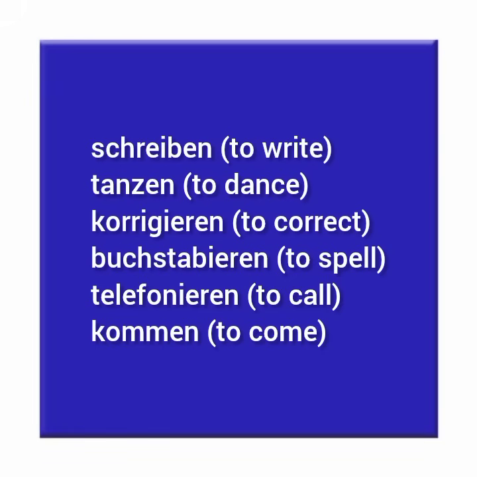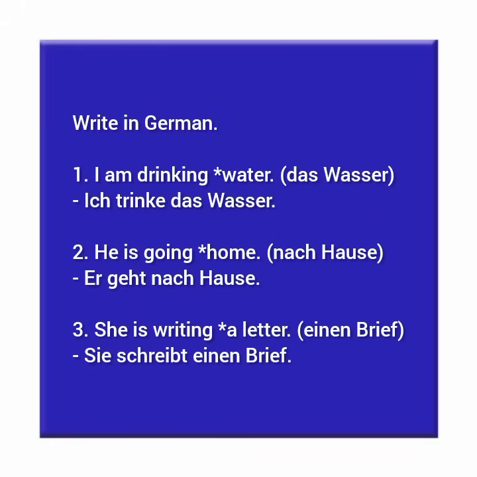So let me give you some other examples of regular verbs. We have gehen, schreiben. That is number 4. Tanzen, to dance. That is korrigieren. Korrigieren is to correct. Buchstabieren, to spell. And then we have kommen, to come. So they've given you these examples. They would like you to attempt it in the following exercise, where they tell you to write in German.